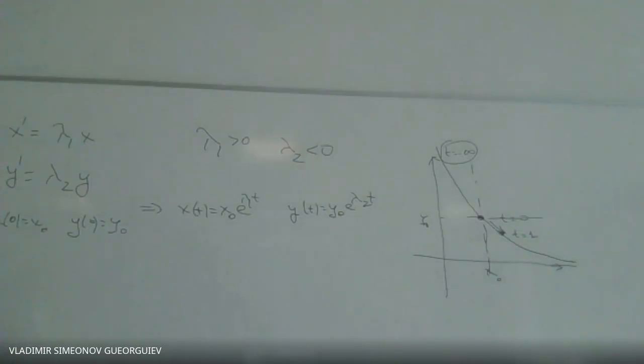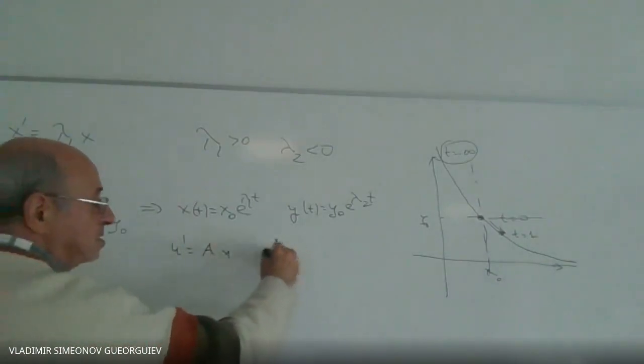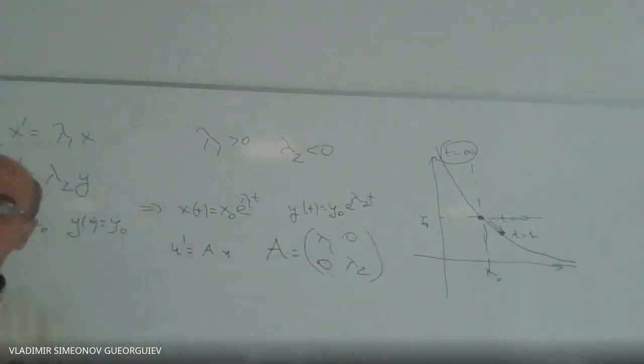And we shall say that in this case, lambda 1 obviously is your eigenvalue. What is the matrix in this case? If you write u prime equals A of u, your matrix A is very simple: lambda 1, 0, 0, lambda 2. So if you want matrix form, it's clear. And lambda 1 is positive, lambda 2 is negative. When you have a positive and a negative eigenvalue, we always shall have a picture of this type.